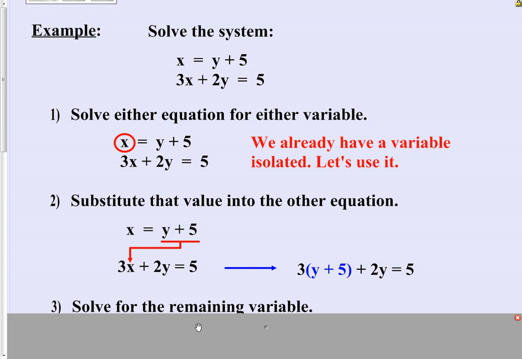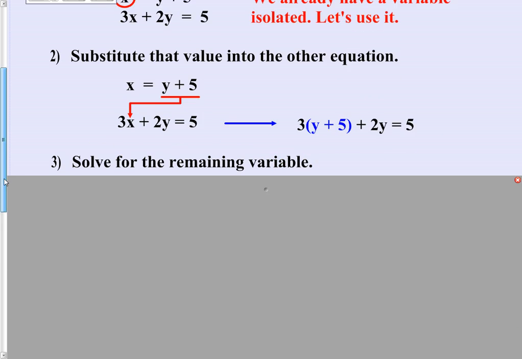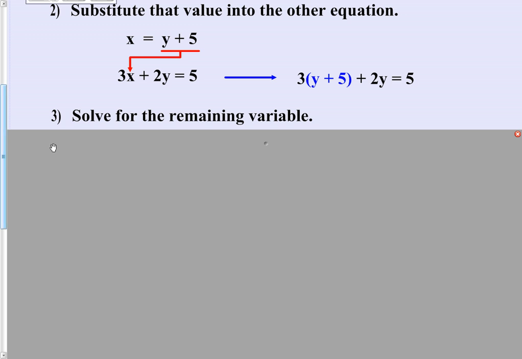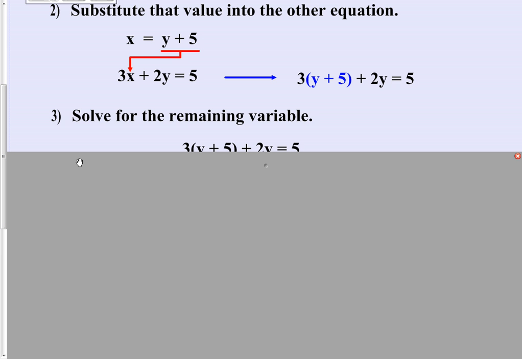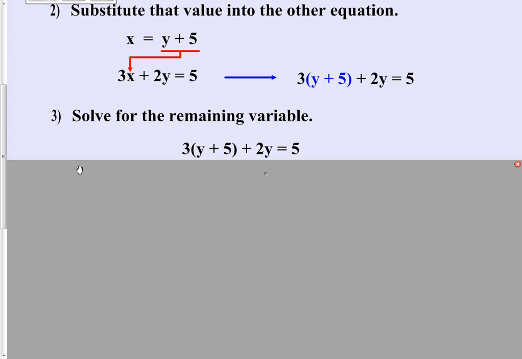And that's actually the goal for step 3. We want to solve for the remaining variable. So we're going to take our equation, 3(y + 5) + 2y = 5, and we're going to walk through our 5 steps.